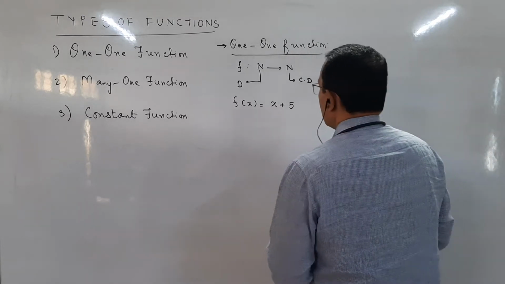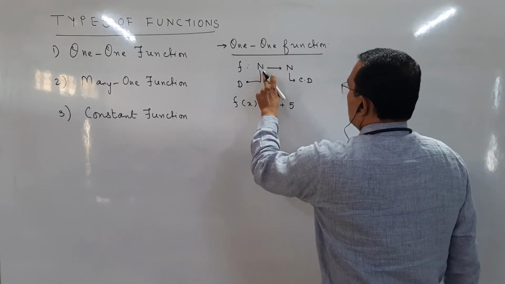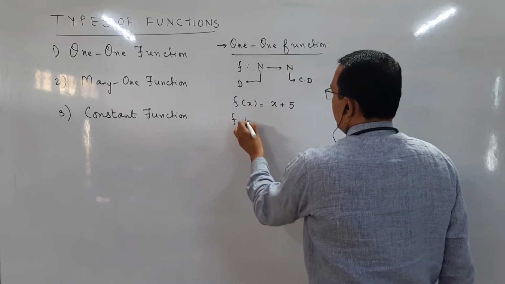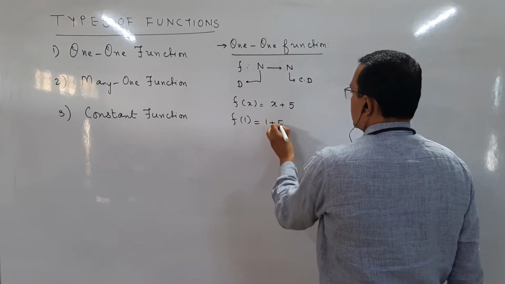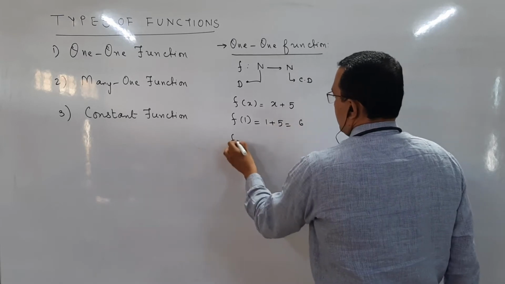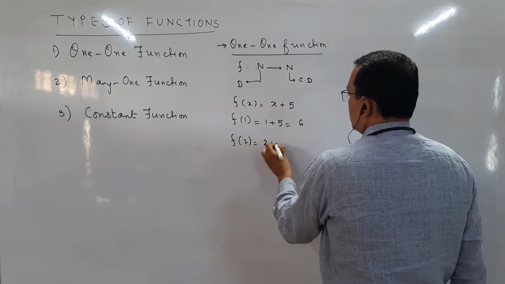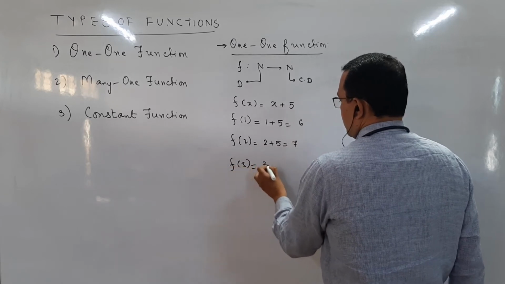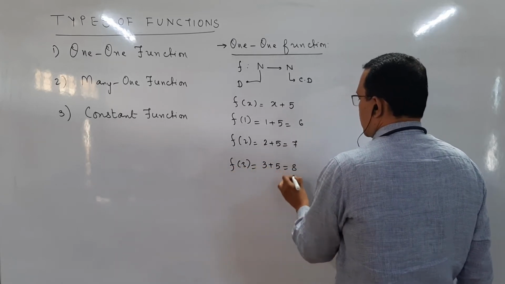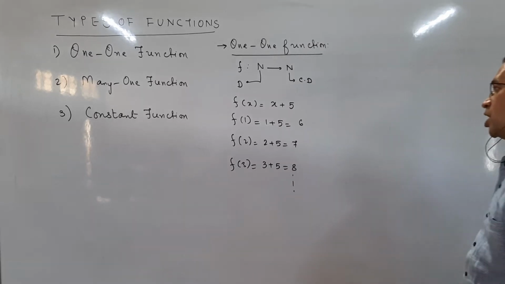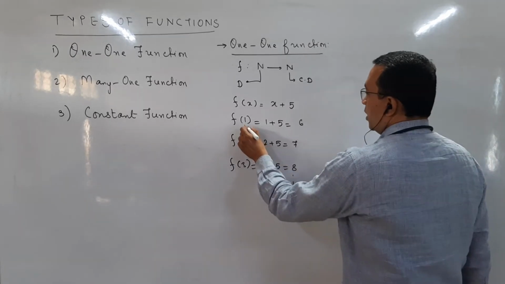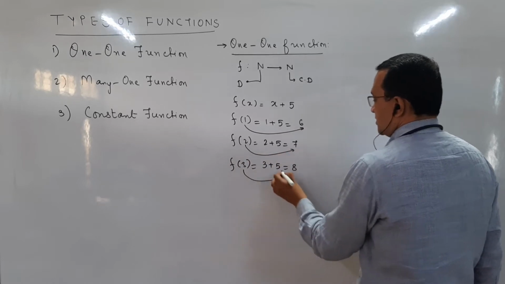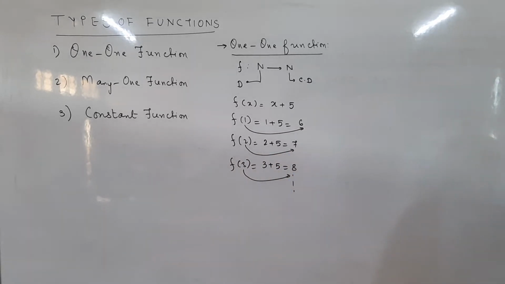Now students, domain is N. The set of natural numbers starts from 1. So f of 1 will be 1 plus 5, 6. f of 2 will be 2 plus 5, 7. f of 3 will be 3 plus 5, 8, and onwards. So image of 1 is 6, image of 2 is 7, image of 3 is 8, image of 4 will be 9.